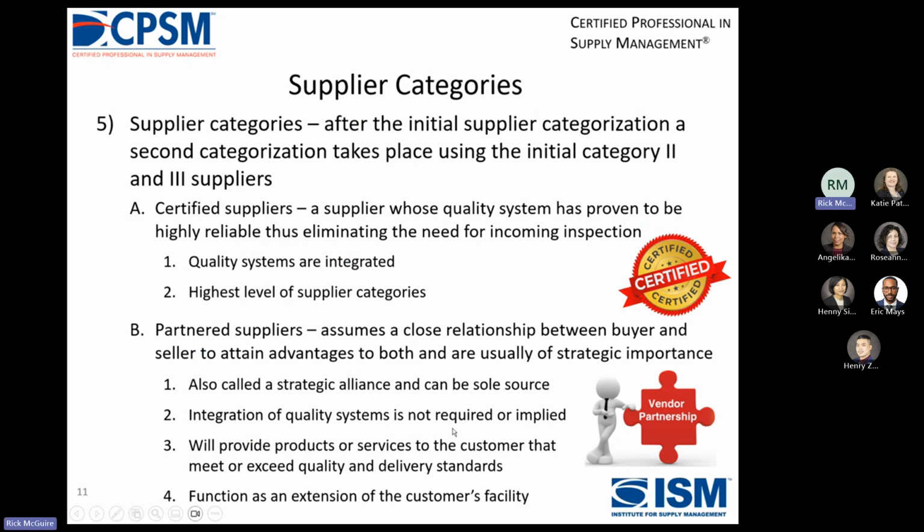Integration of quality systems is not required. We'll provide products and services to the customer that meet or exceed delivery standards, and function as an extension of the customer's facility. So second one down is a partnered supplier, strategic alliance.